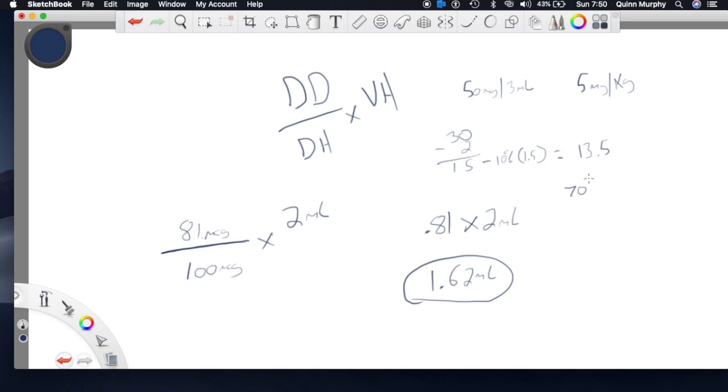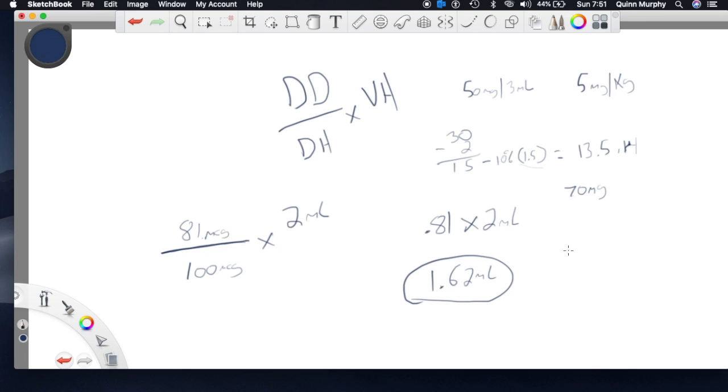Let me check with my calculator. So 14 times 5, 70. Perfect. So we have 70 milligrams is our desired dose for amiodarone. Because if you remember, I rounded this up to 14, and it's 5 milligrams per kilogram. So 14 times 5, 70 milligrams.